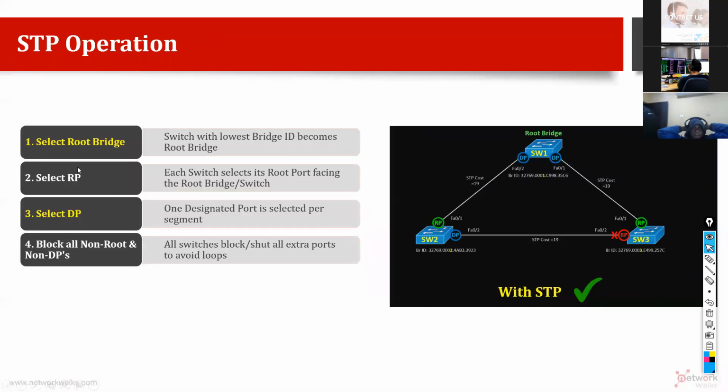There are 4 steps I will do on the big picture again. So let's understand from here. First one is elect the root bridge. So in the whole topology, we have to elect first of all one root switch, one root bridge, means the master who will do everything.